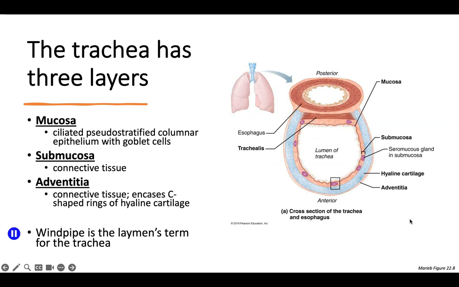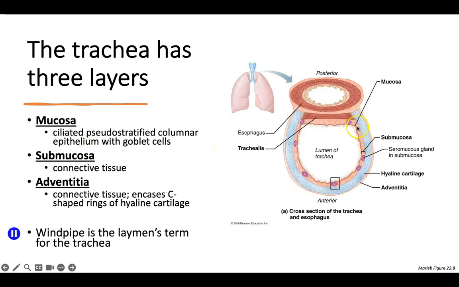All right, now let's move down from the larynx into the trachea. When we get to the trachea, you'll see that it has three layers. The innermost layer is the mucosa. So here is the mucosa. It's the lining of the lumen of the trachea. Remember, a lumen is that open space, in this case where air is passing. The mucosa is lined with ciliated pseudostratified columnar epithelium, as well as goblet cells. These goblet cells are going to be producing mucus.